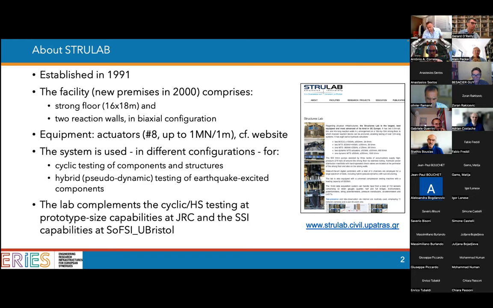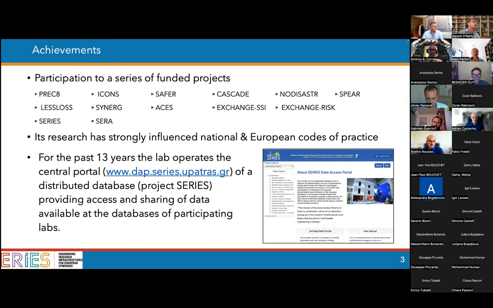It also complements the soil structure interaction capabilities at the soil structure interaction facility at the University of Bristol. You will see later on why I'm referring to this. The lab has participated in a series of funded projects in the past, and its research has strongly influenced the European codes of practice.